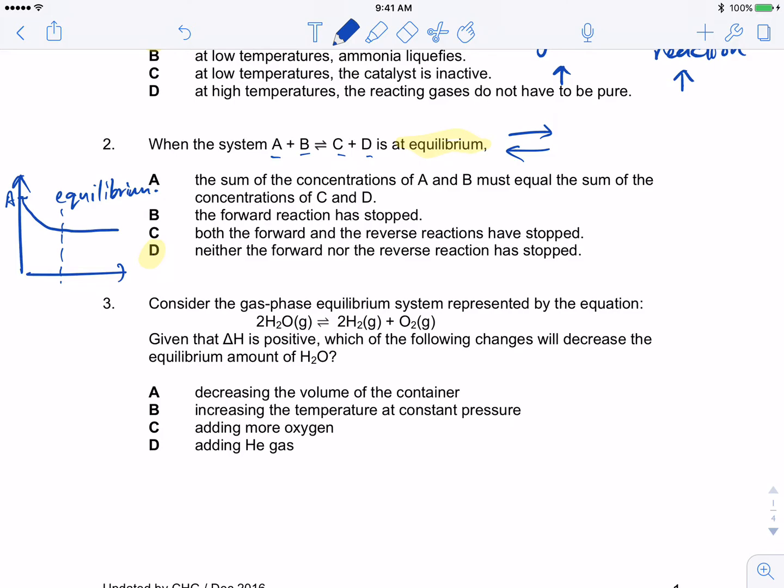And maybe C started off with 0 and then it will become this. So maybe C, I don't know. So answer will be D. Neither the forward nor the reverse reaction has stopped. They are both continuing, just that they are at the same rate.